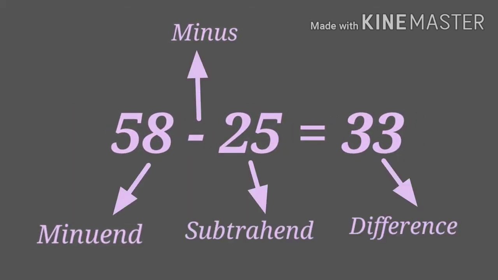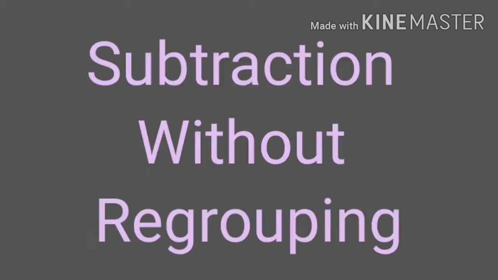Example, 58 minus 25 is equal to 33. 58 is the minuend, 25 is the subtrahend. The sign between 58 and 25 is the minus. And the answer 33 is the difference.